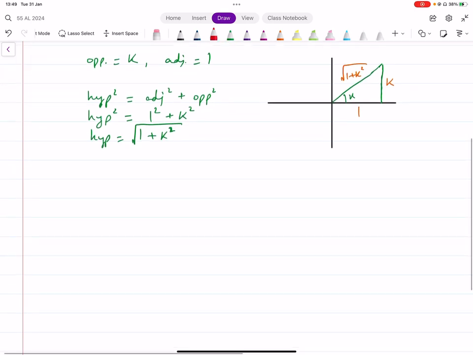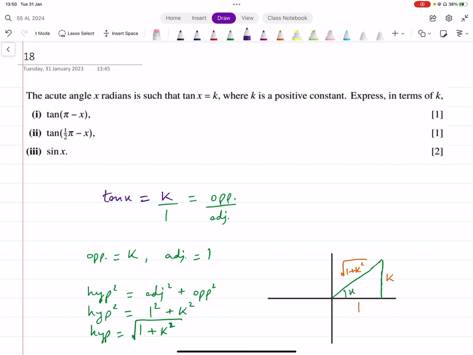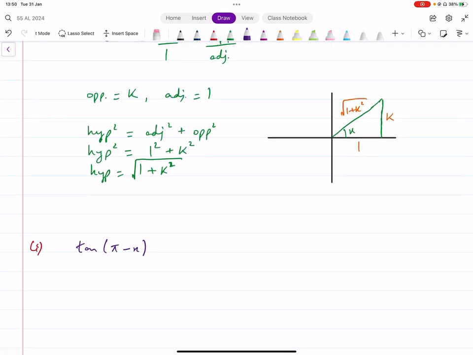Now let's look at the first part. In the first part it says find tan of pi minus x. Now, what does that mean? It's not anywhere on the figure. It's not in the triangle. Pi minus x का angle किधर होएगा? That's 180 minus x, right?